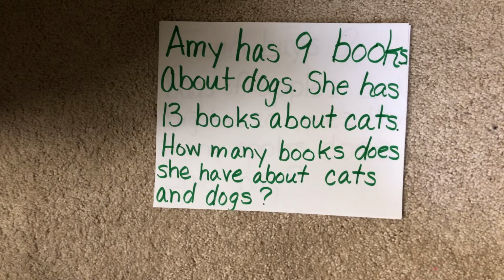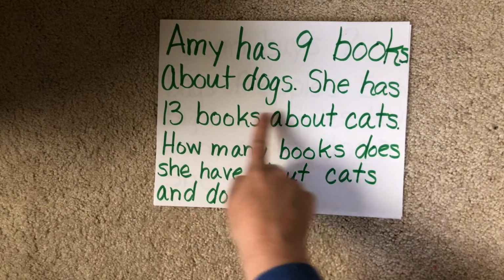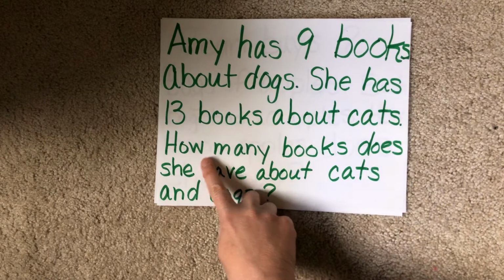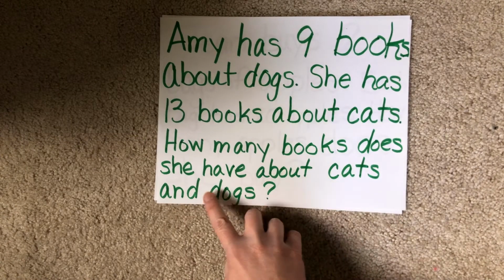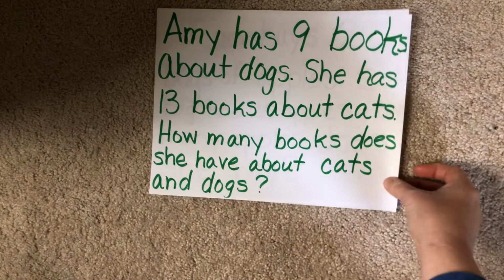So this one says, Amy has 9 books about dogs. She has 13 books about cats. How many books does she have about cats and dogs? And is our magic word here.